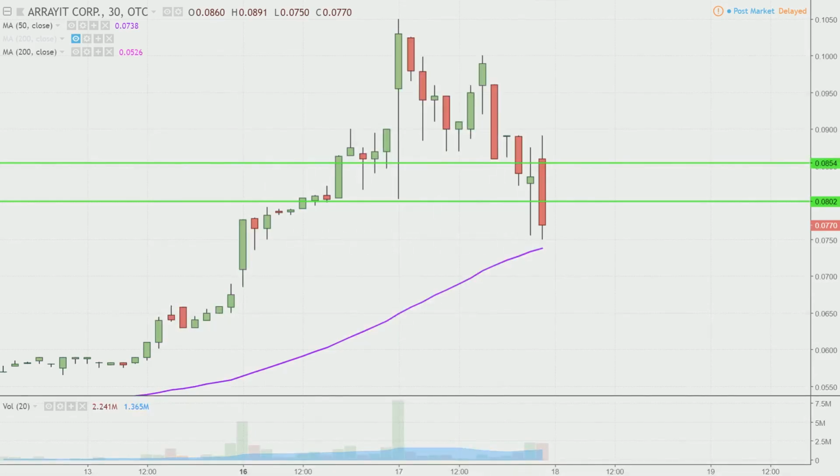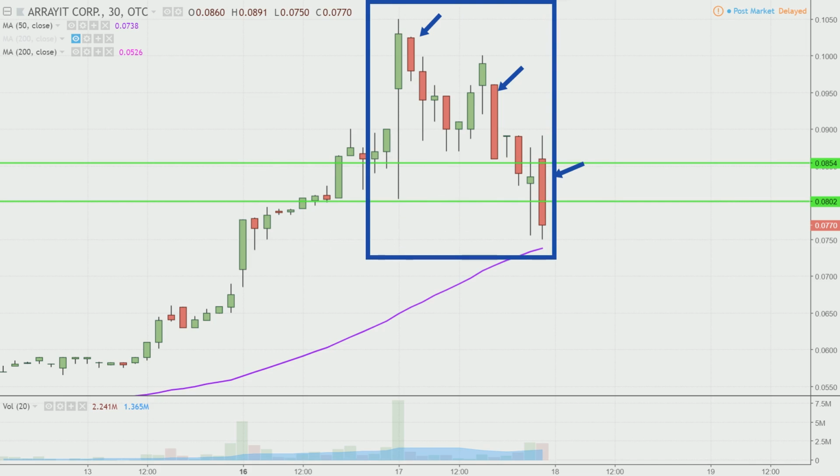Real quick, what do I mean by 30-minute in case maybe you're new to charts? Instead of each one of these candlesticks, as they're called, representing 1 day's worth of price action, each one represents 30 minutes. So all this here may look like several days worth of time. It's actually today's price action broken down into 30-minute time slices.